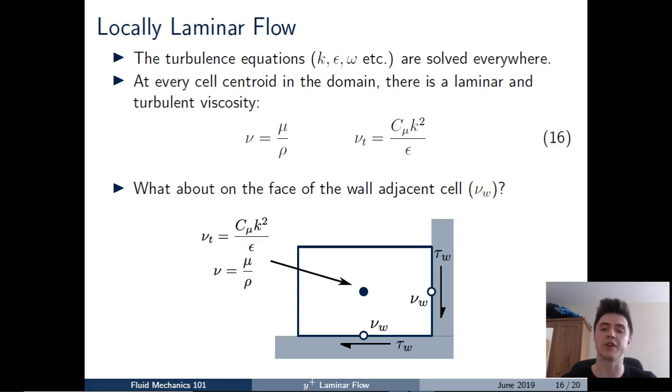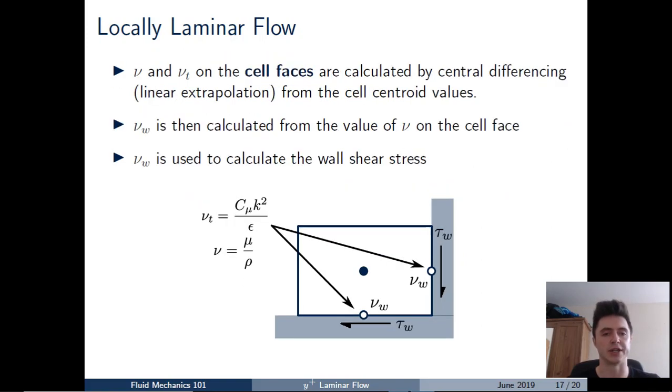And as before, these values are calculated at the cell centroid, which you can see there in the diagram. But as we saw before, for the wall treatment, we need to know the value of the near wall kinematic viscosity on the cell face that's in contact with the wall. So how does the CFD code account for this? Well, the values on the cell faces are calculated using central differencing. If you've seen my previous videos on upwind and central differencing, you'll remember that central differencing is basically the same as saying linear interpolation or linear extrapolation.